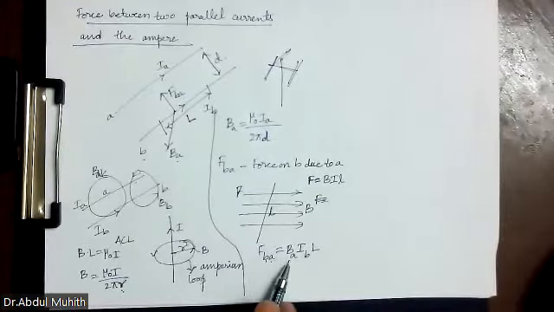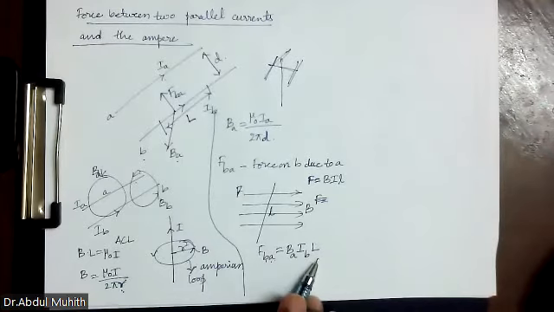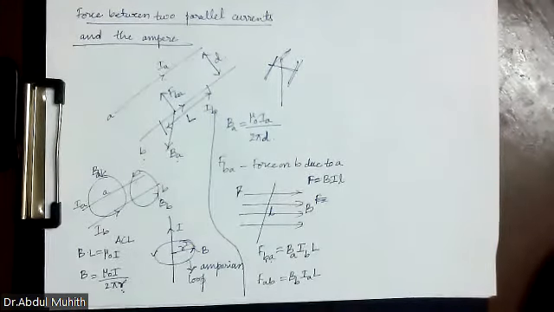So the magnetic field is produced by wire A, the current is in the second wire, and L is the length of the conductor. Similarly, FAB will become BB into IA into L. Is that clear? These two equations.